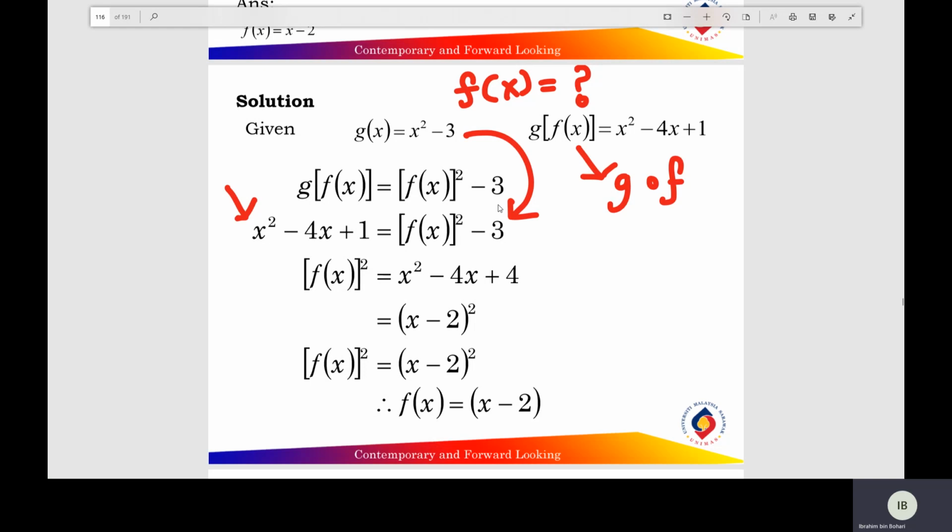Okay, then you find f(x). x squared minus 4x plus 1 plus 3, and the answer is x squared minus 4x plus 4, and you factorize: x minus 2 times x minus 2. And f of x squared equals x minus 2 squared, and this function f(x) equals x minus 2. Settled.